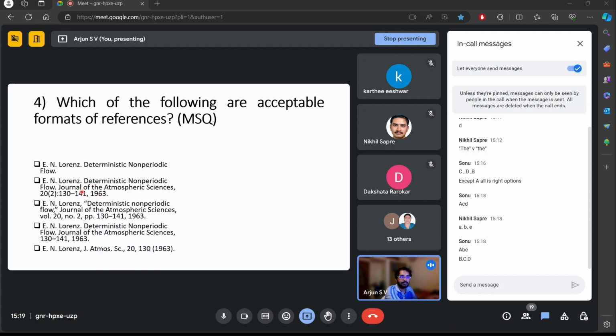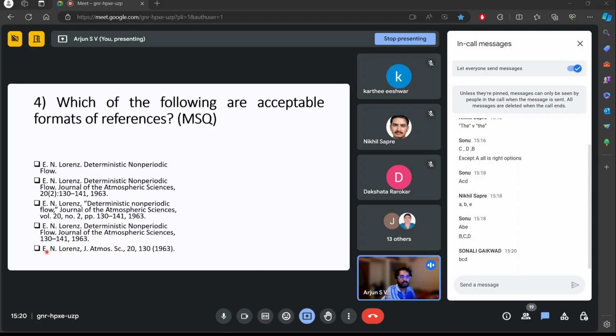So this is acceptable. Once again, name, title of the article in quotes, journal, and then volume number, issue number, page number, and then year number. So this is also valid. And then in the end, name, deterministic non-periodic flow, journal name, but no volume name or issue name is given. So only page number is given. So we don't know which volume number of the journal they are planning to put this into. So this can't be accepted.